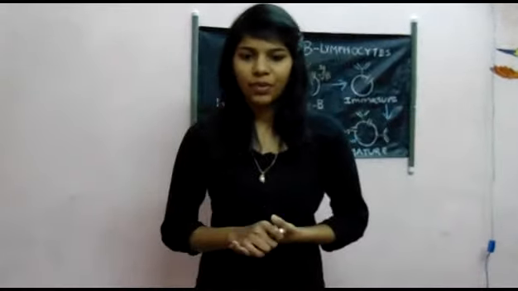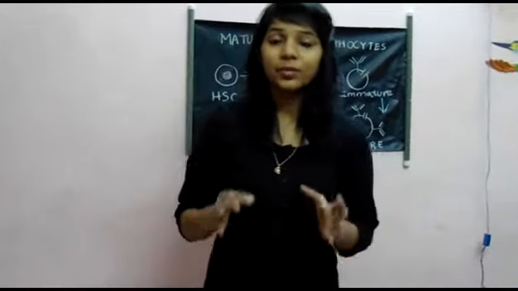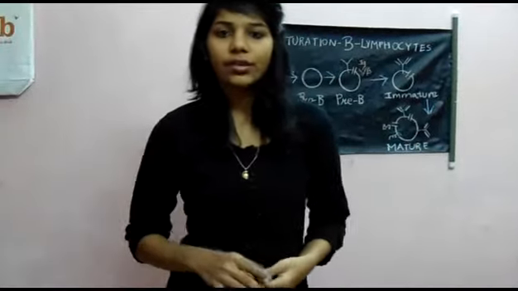Well, first we must know what these B lymphocytes are. These B lymphocytes are a type of granulocytes present in the body, and they generate an immune response during an antigen invasion. Now we must first know at what place these B lymphocytes originate and mature. The origin of B lymphocytes lies in the bone marrow.